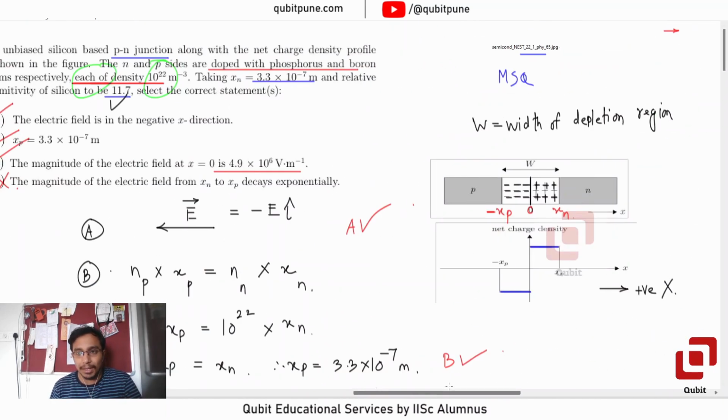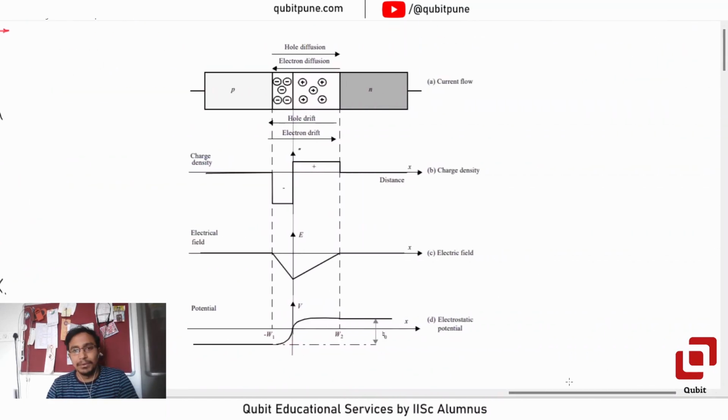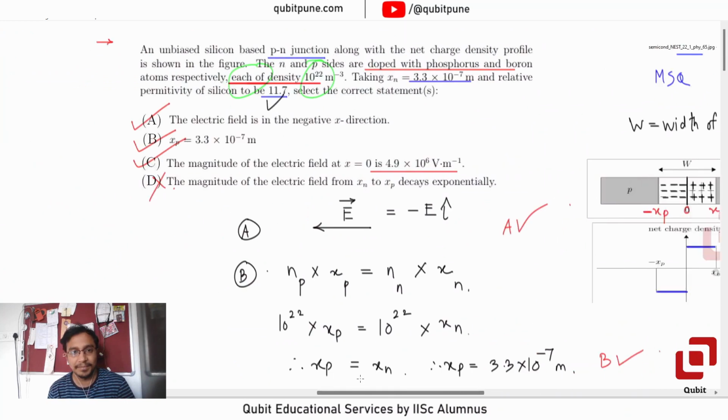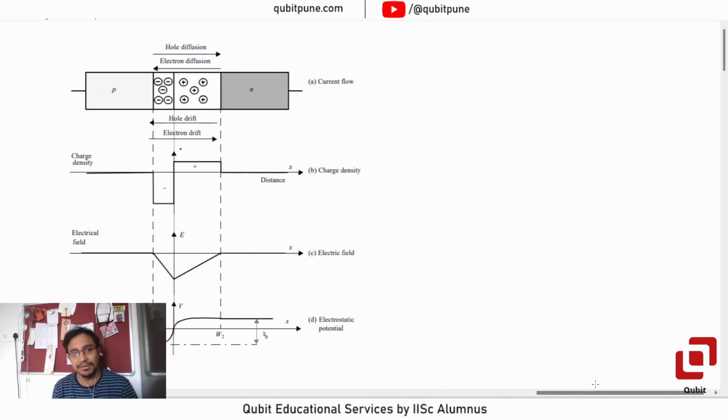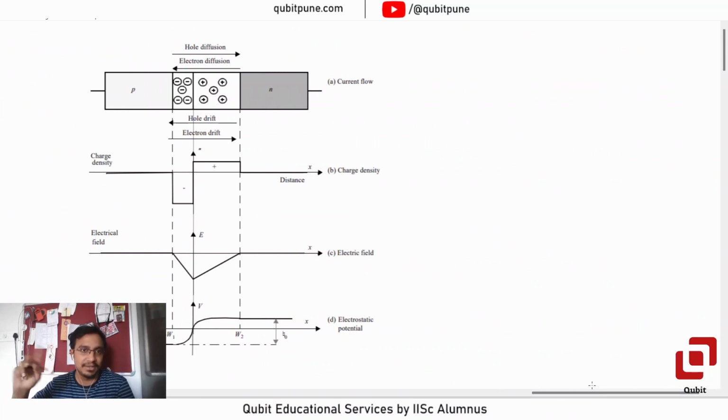Now, here is the picture that I wanted you to note. In our case, the doping concentrations were equal, but if they are not equal, then the width of the depletion region in the p side and the n side will be different, because the product that we took as a constant, np xp and nn xn, that product is always constant. So depending on the nn and np levels, xn and xp will change. Okay, so this is the charge density that we had seen.